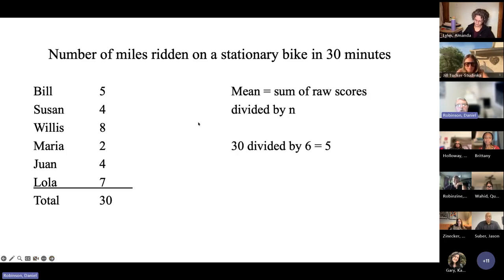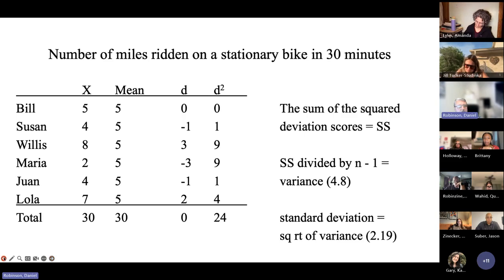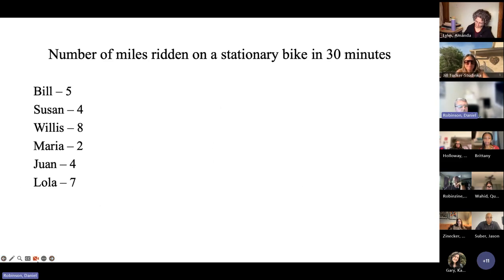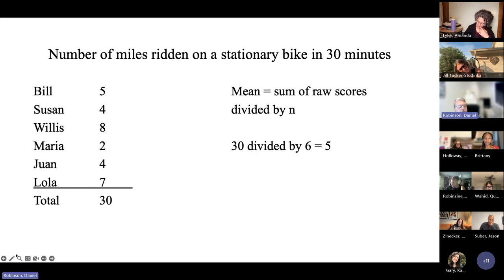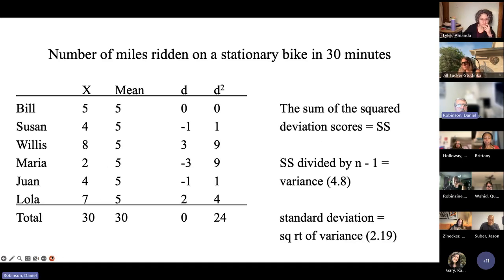Okay, so we've got number of miles ridden on a stationary bike in 30 minutes. We've got the mean is 5. All right, so now what we've got is different types of scores.